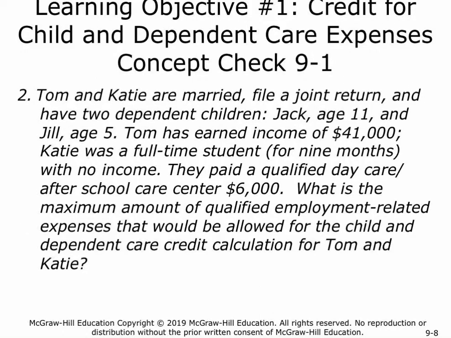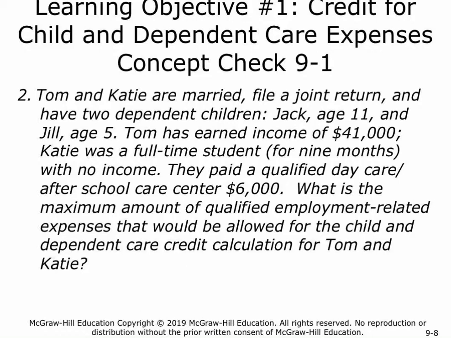Concept check 2. It says Tom and Katie are married. They file a joint return and have 2 dependent children, Jack, who is age 11, and Jill, who is age 5. Tom has earned an income of $41,000, and Katie was a full-time student for 9 months with no income. And they paid qualified daycare and after-school care center expenses of $6,000. What is the maximum amount of a qualified employment-related expense that would be allowed for the child and dependent care credit calculation for Tom and Katie?